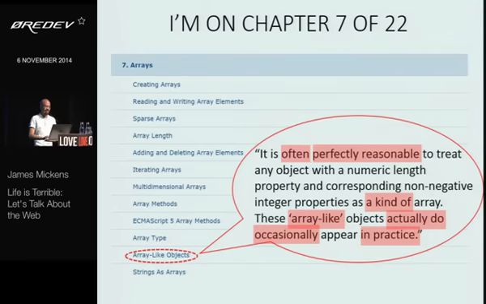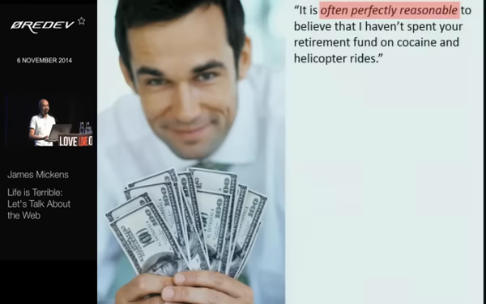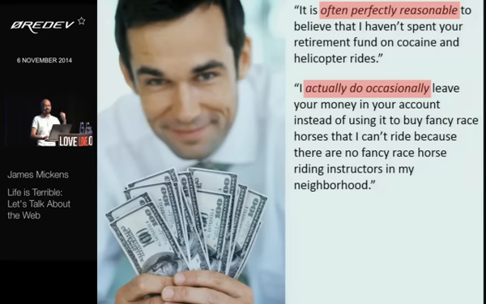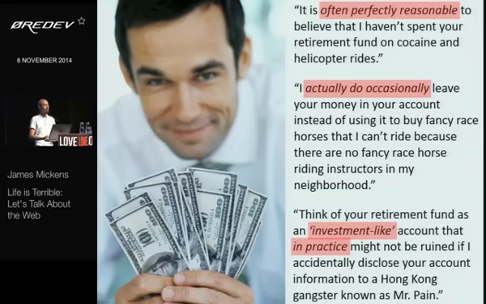Like, you wouldn't go to a bank, and then the banker says, it is often perfectly reasonable to believe that I haven't spent your retirement fund on cocaine and helicopter rides. I actually do occasionally leave your money in your account, instead of using it to buy fancy racehorses that I can't ride because there are no fancy racehorse riding instructors in my neighborhood. Think of your retirement fund as investment-like account that in practice might not be ruined if I accidentally disclose your account information to a Hong Kong gangster known as Mr. Payne.